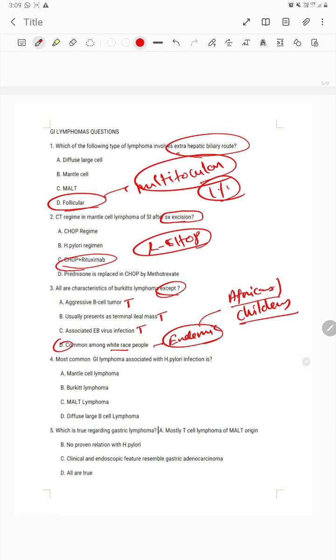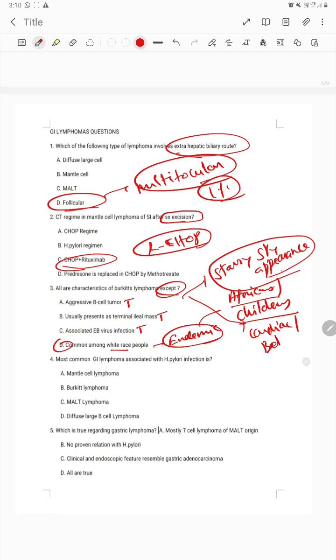And one more point that I have to say here is that on HPE pathology, you will see the typical appearance that is called starry sky appearance. And one more important finding we have told is regarding the stomach. Most common site of GI lymphomas is stomach, and in stomach it is antrum. But Burkitt's lymphoma is particularly seen in cardia and body of the stomach.